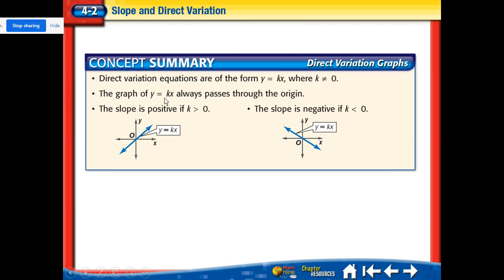The graph always passes through the origin. We'll talk about graphs that don't pass through the origin next week. But right now, that is what we're going to do. If the slope is positive, it is an uphill line. We talked about that with slope. And if the slope is negative, it's a downhill line. And it looks something like this. Notice again, it's going through the origin on both of these.